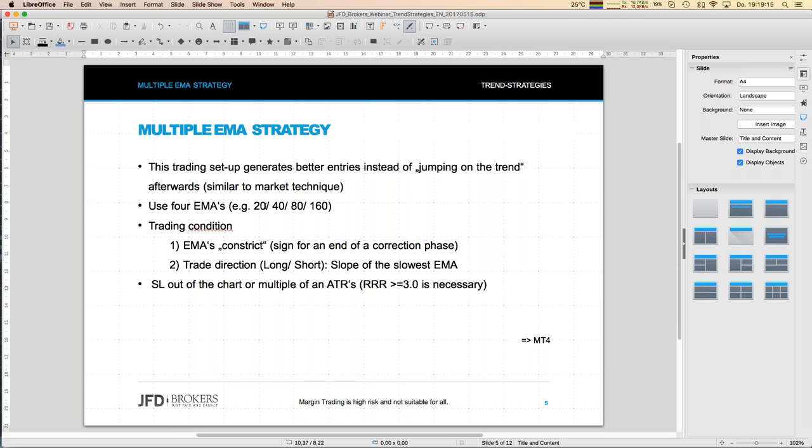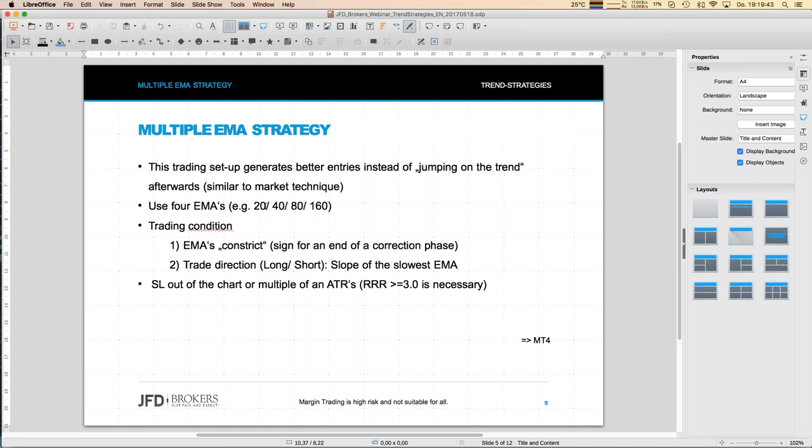But what do we do with those EMAs? We look for constriction phases. When those four EMA values constrict, that means they come together. You will see it visually in a second. That is always a good sign that the correction of the overall trend is coming to an end. And then it's a good point in time to open our next trade.